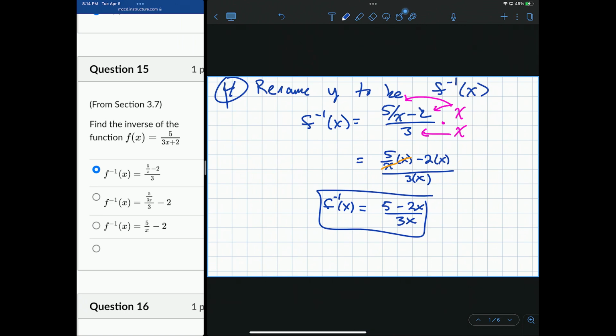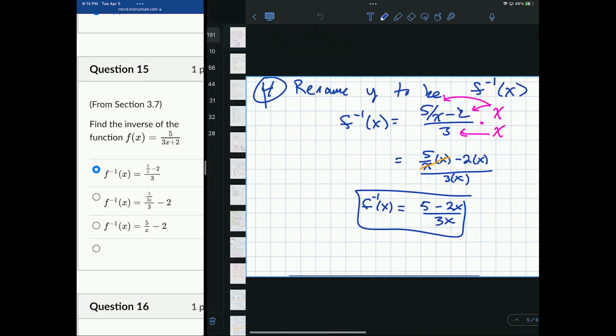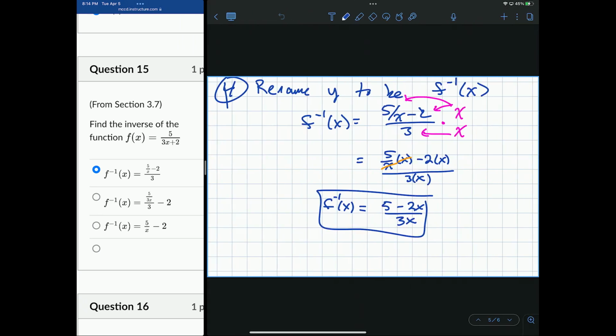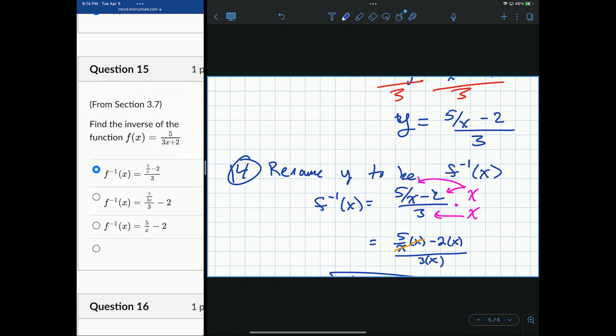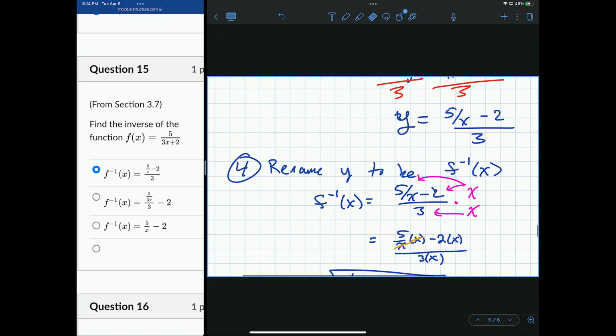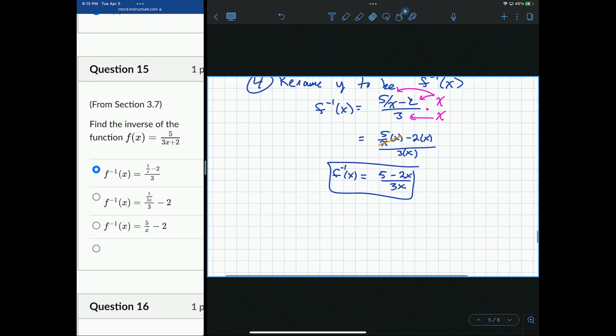Whoa, hold on. That's 14, not, that's 15. Oh, wait, that's step. Okay, sorry, I was thinking this isn't problem 4, but that's like step 4.